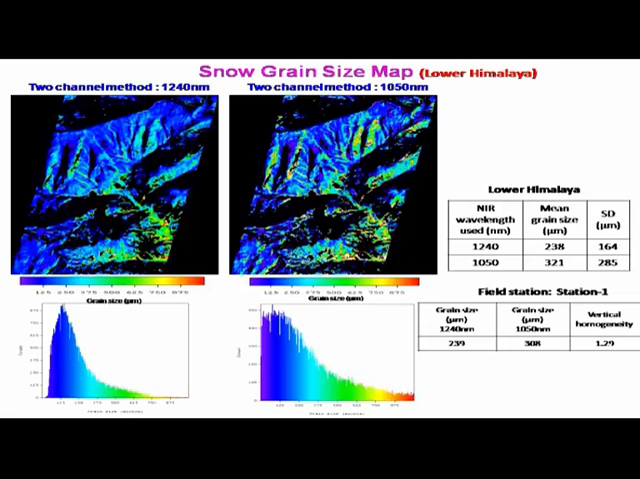So these are the snow grain size maps generated using 1240 nanometer and 1050 nanometer. With these two wavelength regions, you can see the mean grain size of the area, and these grain sizes are also very representative of our field stations. From our field stations, these mean grain sizes were very close to this whole scene grain size.